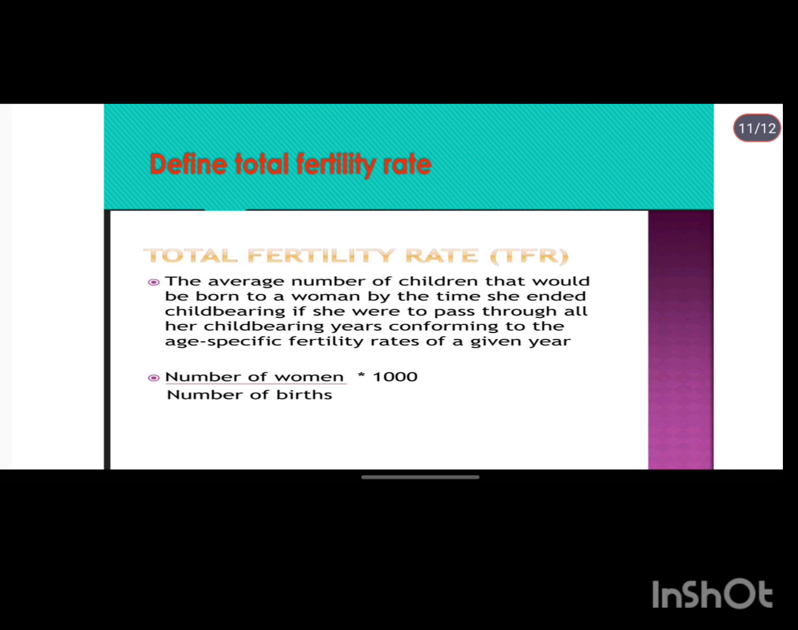Next, they have asked us define total fertility rate. So here total fertility rate is the average number of children that would be born to a woman by the time she ended the childbearing. Means we can consider it in a simple way, the number of births divided by the number of women, into 1000, will give the total fertility rate.